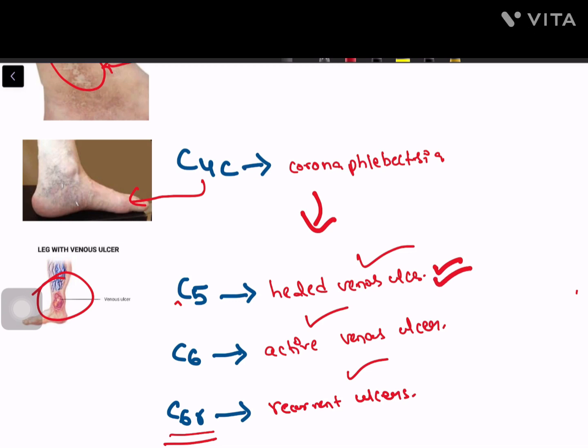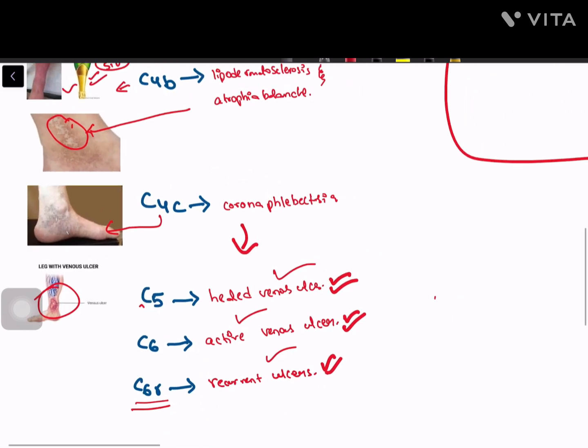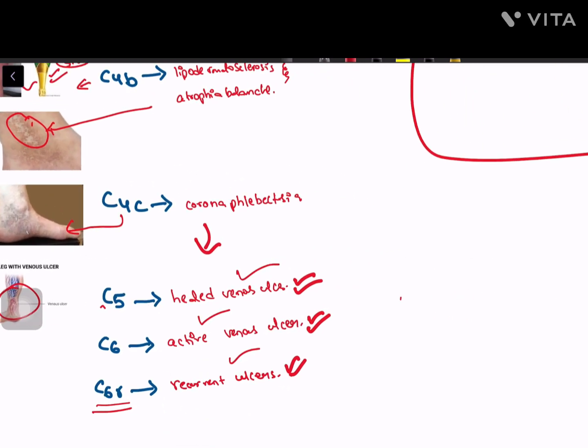Initially it can be healed, a healed venous ulcer. Then in the later stages it can become an active venous ulcer and there are chances of recurrent ulcers. This is how I remember the clinical classification. Remaining all are E, A, P, that is logical.